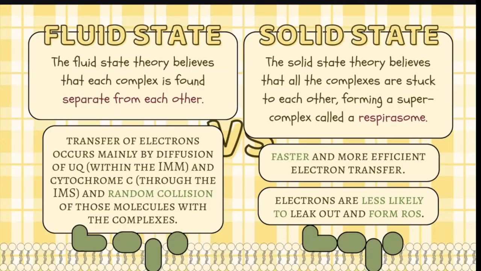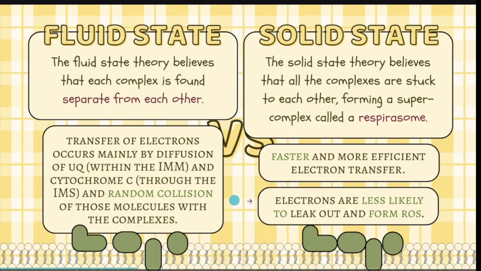Now how are the complexes arranged? We learned about the complexes, but we didn't learn about how they're arranged. Are they stuck together or spaced far apart? There are two theories based on this: the fluid state theory and the solid state theory. The fluid state theory believes each complex is spaced far apart from each other, while the solid state theory believes that all the complexes are stuck to each other, forming a bigger complex or a super complex called respirasome.